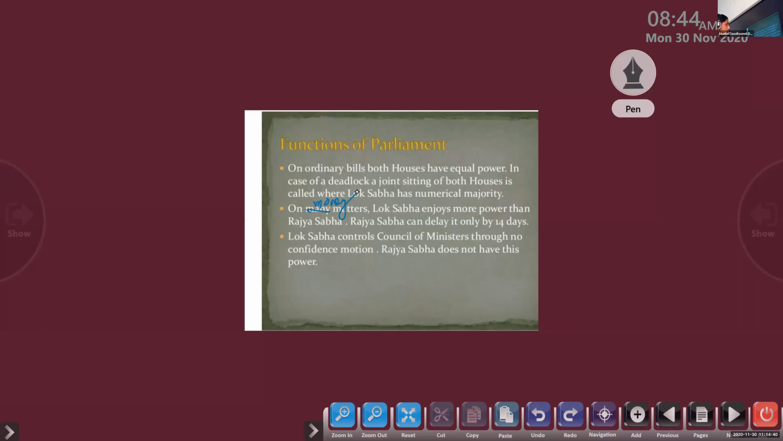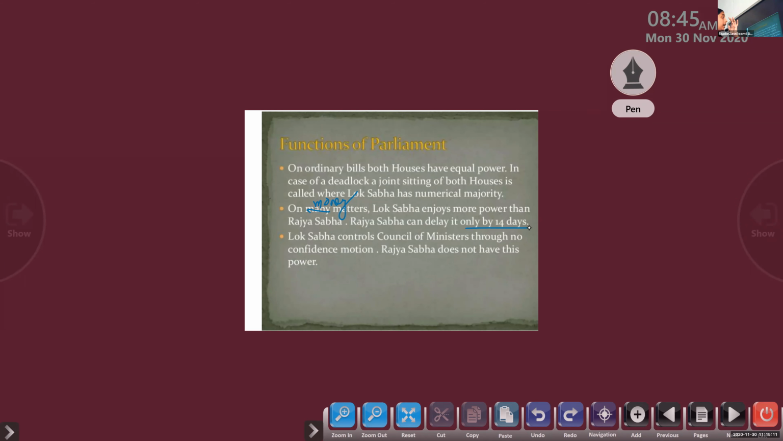On money matters, Lok Sabha enjoys more power than Rajya Sabha, and Rajya Sabha can delay it only by 14 days. After 14 days, even though they send it back, if Lok Sabha again passes and sends it, they must accept it. Lok Sabha will not consider their suggestions. They can only give some rectifications, but it depends on Lok Sabha whether they want to accept or reject it. Okay, so always remember, on ordinary bills, both Lok Sabha and Rajya Sabha have equal powers.